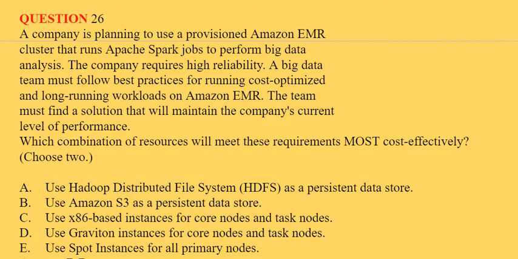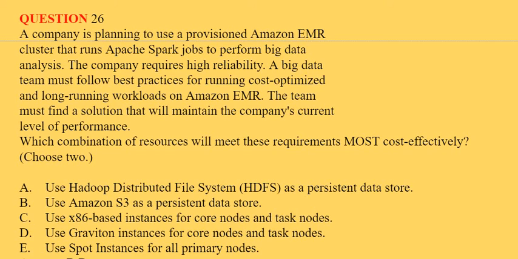Question: A company is planning to use a provisioned Amazon EMR cluster that runs Apache Spark jobs to perform big data analysis. The company requires high reliability. A big data team must follow best practices for running cost optimized and long running workloads on Amazon EMR. The team must find a solution that will maintain the company's current level of performance. Which combination of resources will meet these requirements most cost effectively?